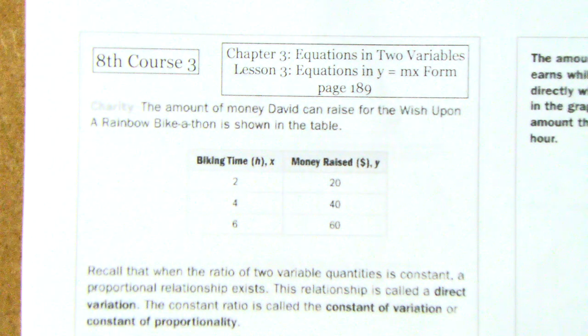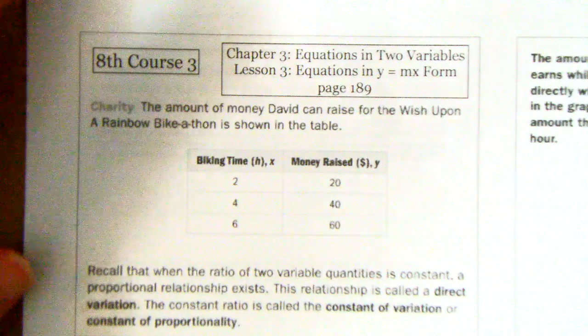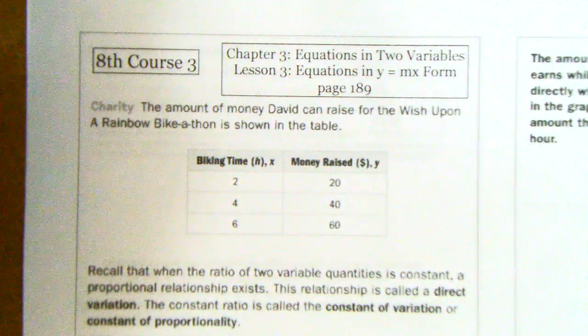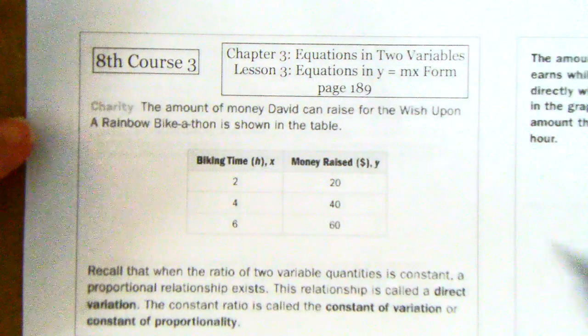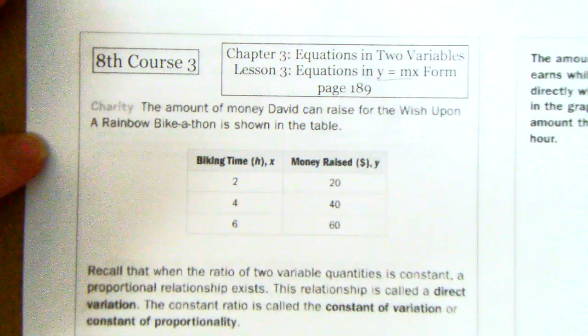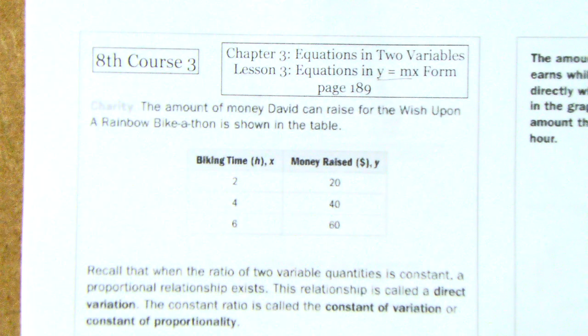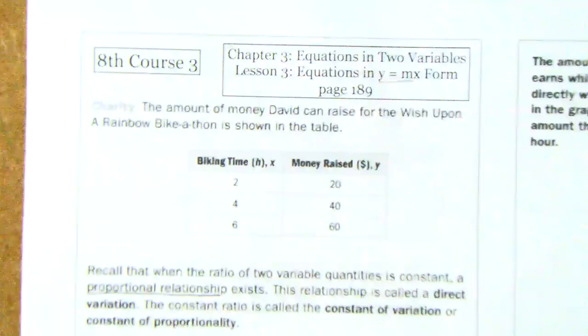Hey guys, here we are in chapter 3, lesson 3. We're talking about equations in y equals mx form. Equations that are written like that are both linear, which means they make a straight line, and they are proportional, which means if you graphed it, they would go through the origin. Okay, so a new word: if it's proportional, which is what we're going to be talking about in this lesson quite a bit, it's also known as a direct variation.